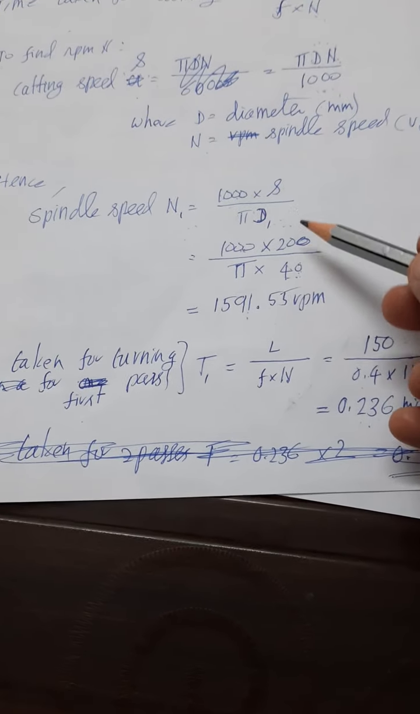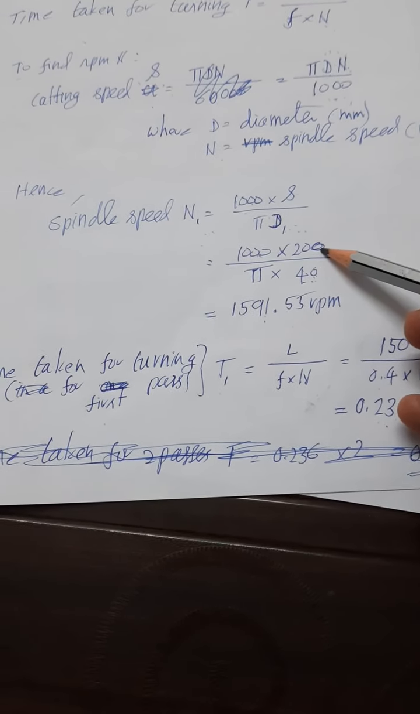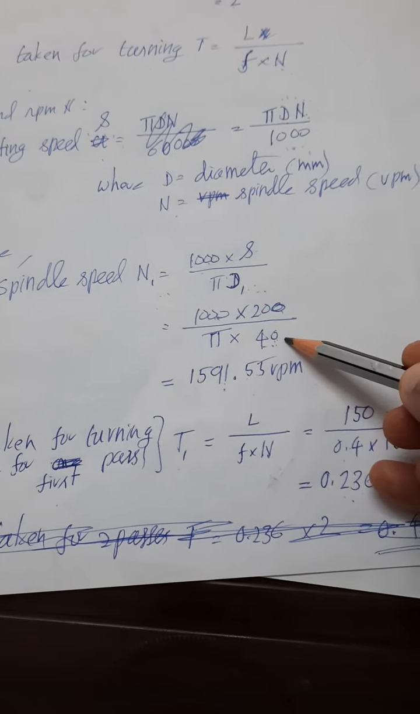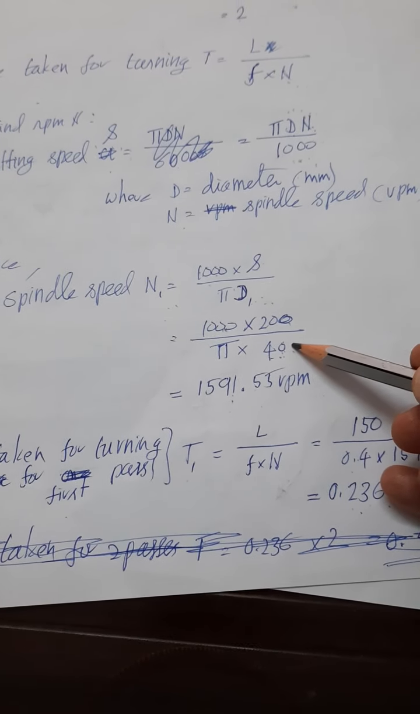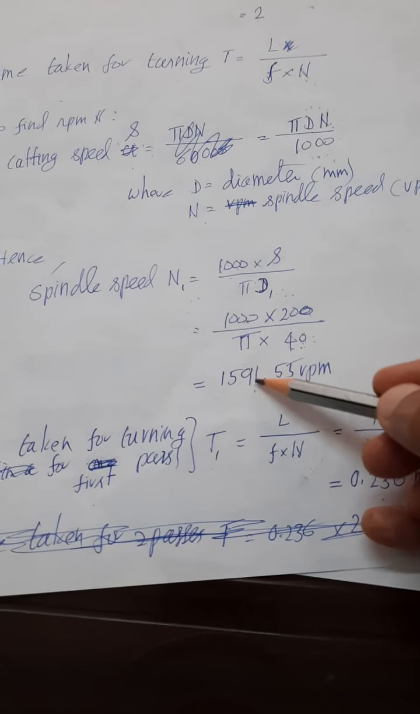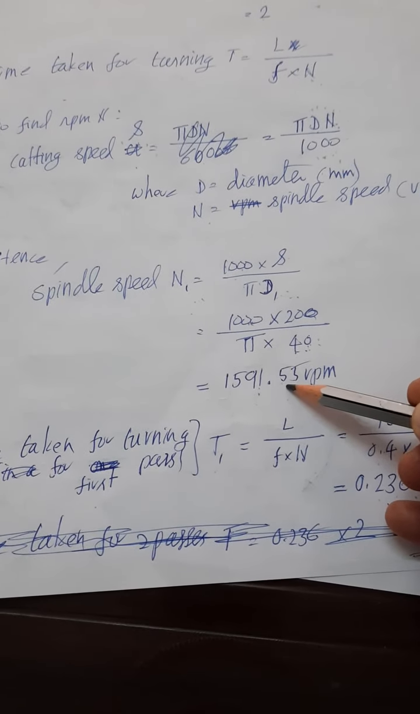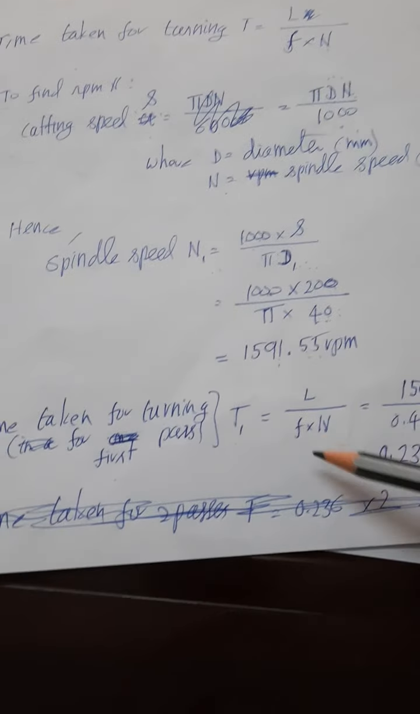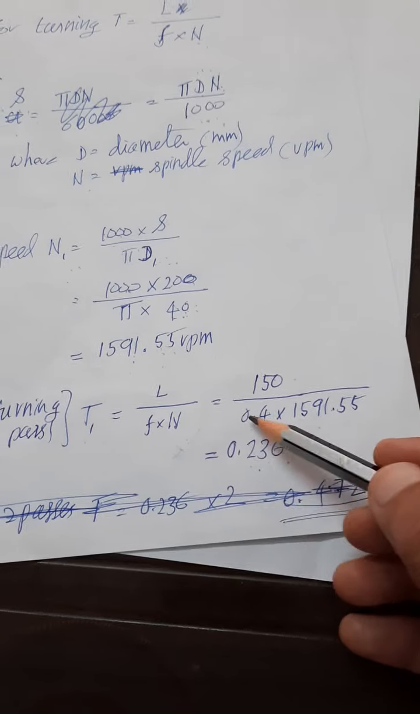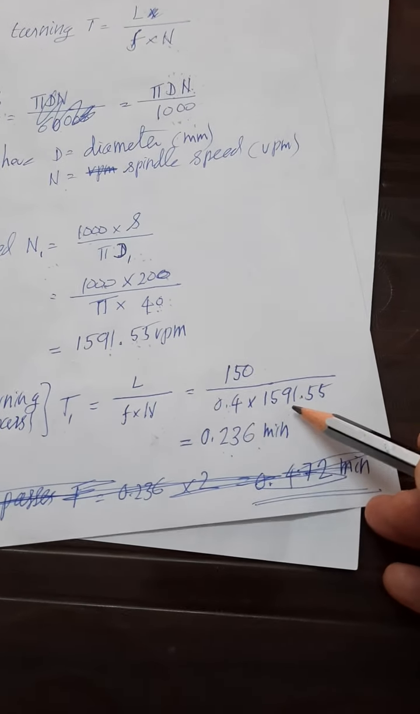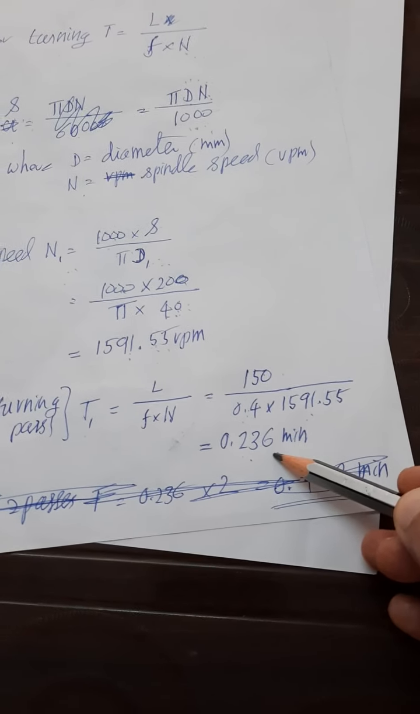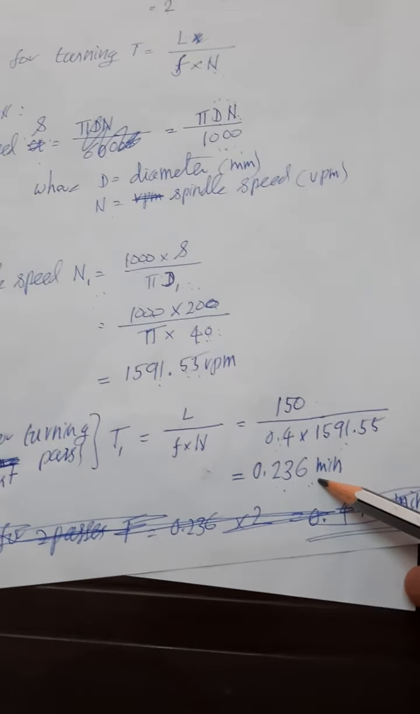So, 1000 into S, where S is the cutting speed, is given as 200 meter per minute in the problem, and pi into diameter, which is 40 mm. Initially we are reducing the diameter from 40 to 35 mm, so 40 is the initial diameter. So, we are getting 1591.55 as the RPM of the chuck for the first cut. When you substitute everything in this formula, L is 150, F is the feed 0.4 mm per revolution, and N is 1591.55. You are getting 0.236 as the time taken for the first cut.